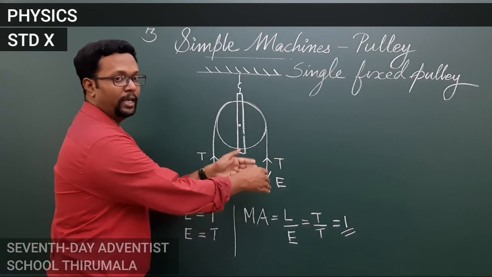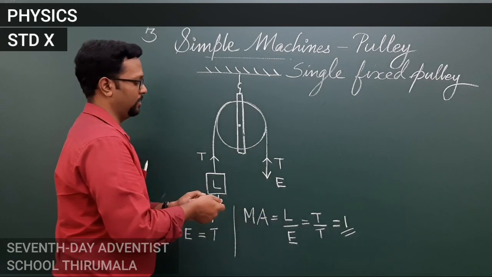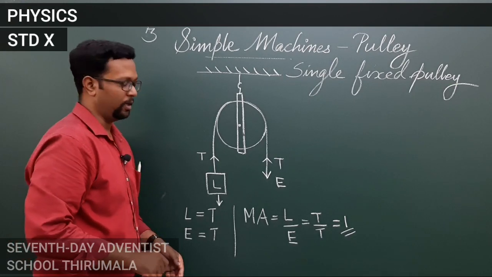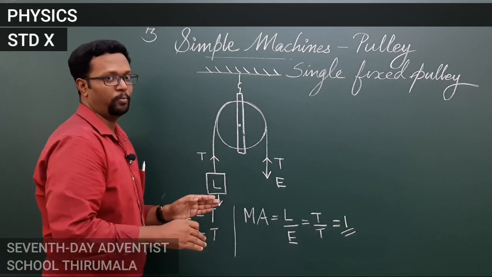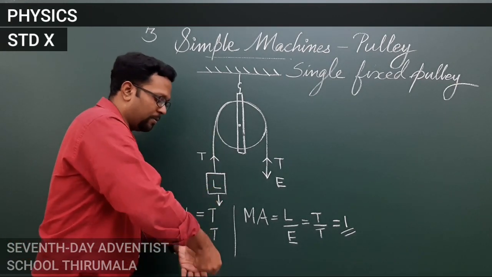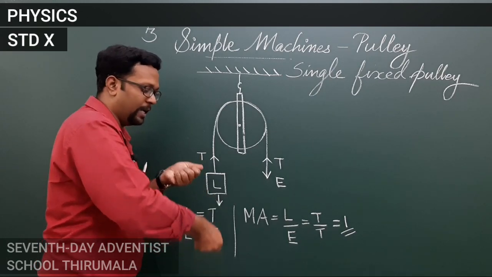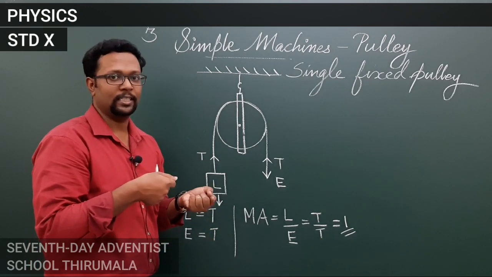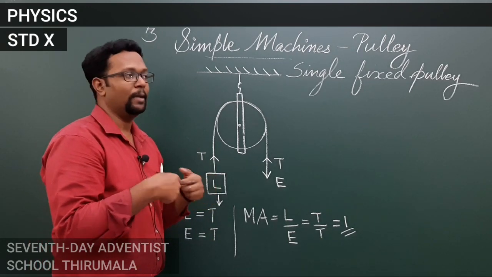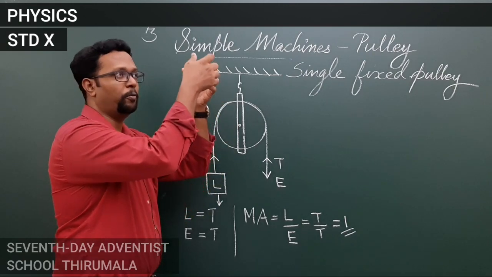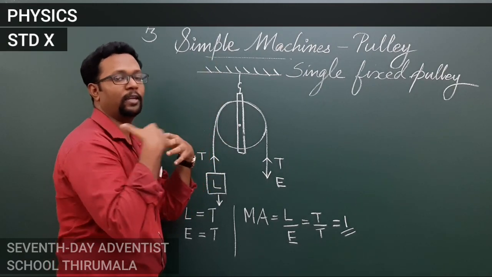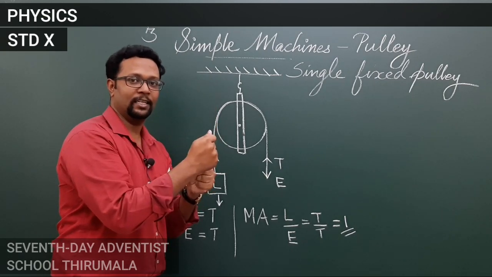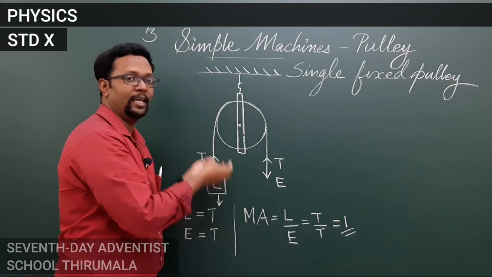Effort is also being applied in the downward direction. Load is acting in the downward direction, effort is also acting in the downward direction. If there was no pulley, then this load should be supported by pulling it in the upward direction, which is not easy for us, because it is easy for us to pull something in the downward direction so that we can give our own body weight to it. So when you apply our own body weight, this object can be easily lifted.